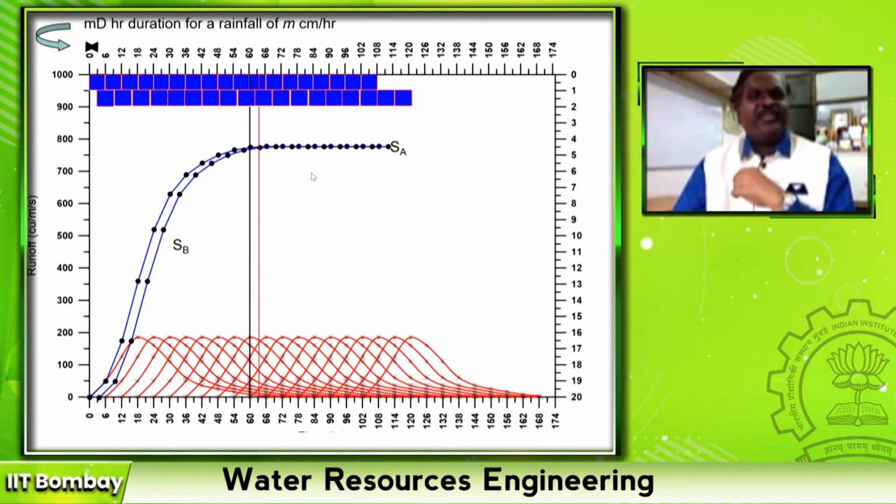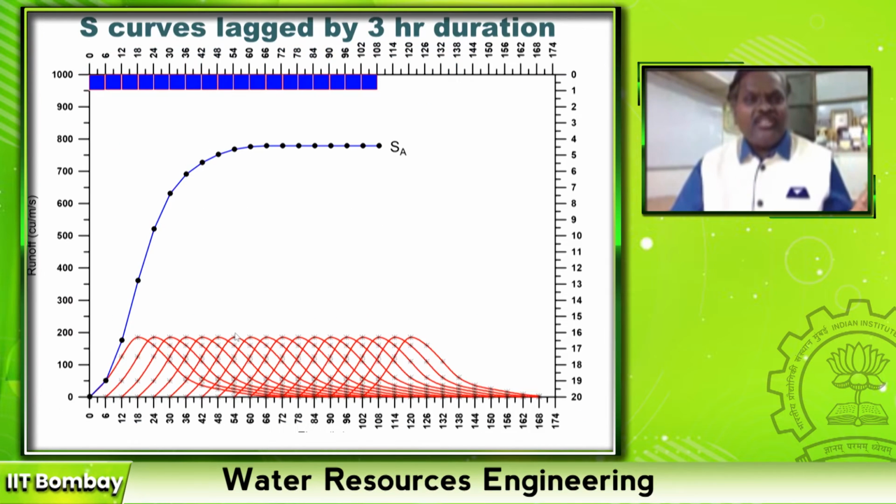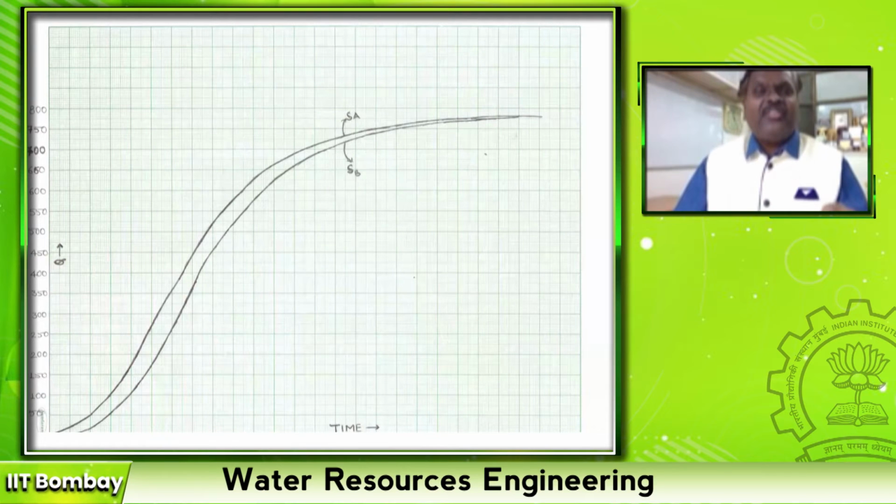So that is an MD-hour duration of rainfall at M centimeter per hour. But I want 1 centimeter per hour. So how will you do that? You multiply with the ratio D by MD, or you divide that difference by MD by D. Altogether, you estimate the vertical distance between SA and SB and divide it by the fraction M. For example, I am showing you this is my 6 hours. I am doing it for 3 hours, right? When you draw it using engineering software, it will look like that. When you do it with a graph sheet, it will look like this.